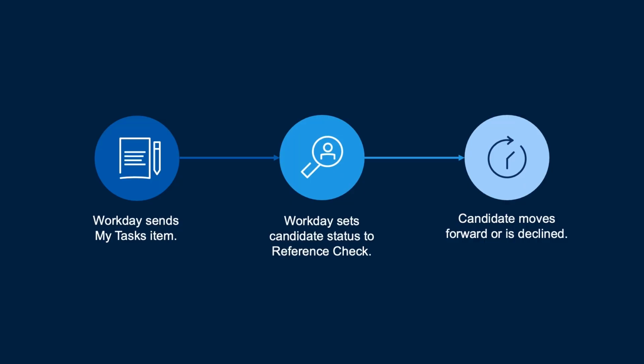Candidates can indicate their references. Then, referees can respond to a questionnaire or decline it. Recruiters can add and manage references throughout the process. This step concludes with a decision to move forward or decline. Next, let's review another common element of the job application process, the background check subprocess.